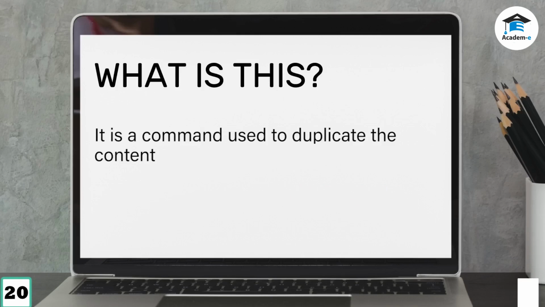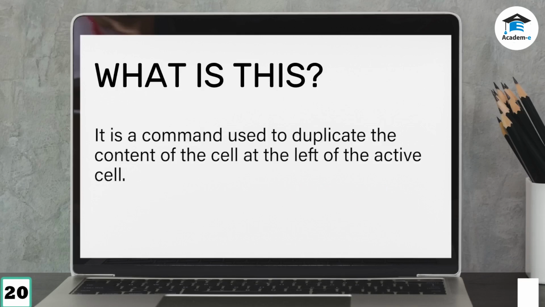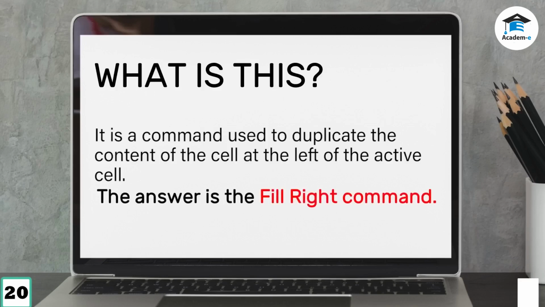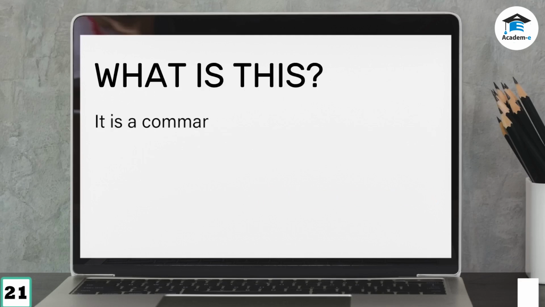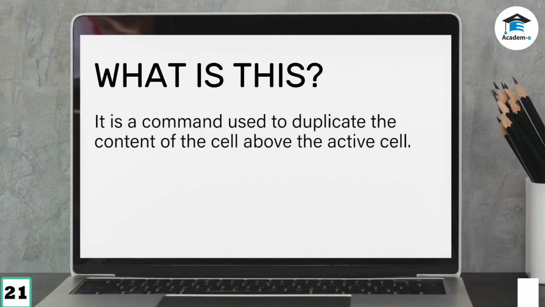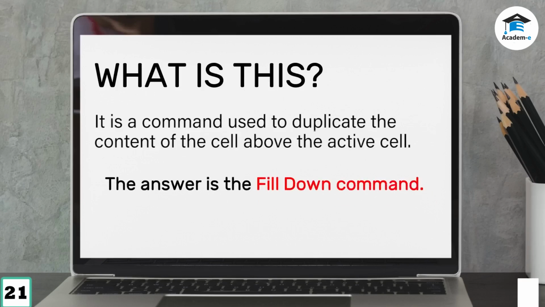What is this? It is a command used to duplicate the content of the cell at the left of the active cell. The answer is the fill right command. What is this? It is a command used to duplicate the content of the cell above the active cell. The answer is the fill down command.